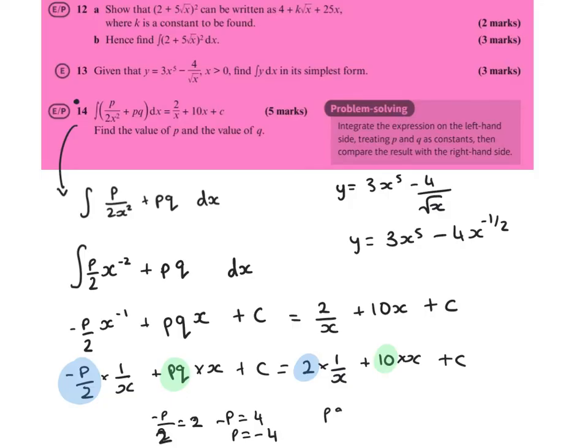So then I've got pq equals 10. Negative 4 times q equals 10. Q equals 10 over negative 4. So q equals negative 5 over 2. And there's your answer. Nice and simple. So we've got q and p.